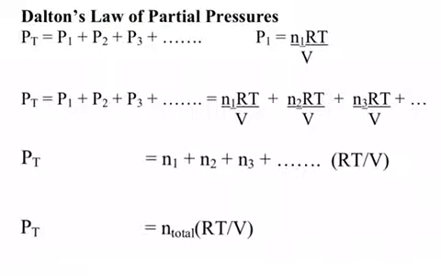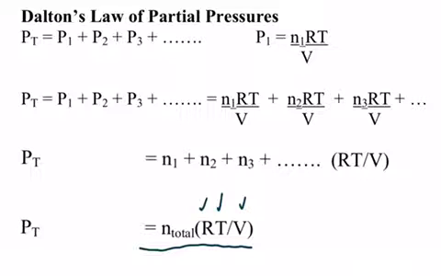Here is a summary of what I just did. As you can see here, I used 1, 2, and 3 instead of A, B, and C. But you can see at the bottom here that as long as they're in the same container, they're going to have the same temperature and volume. R is also going to be the same. The only thing different is you have different amounts of gases, so you have different numbers of moles.